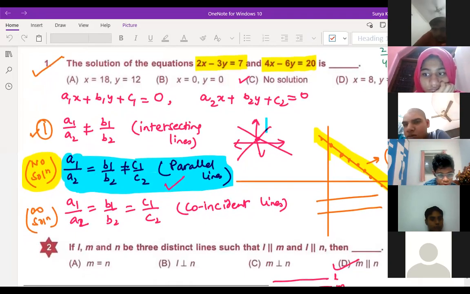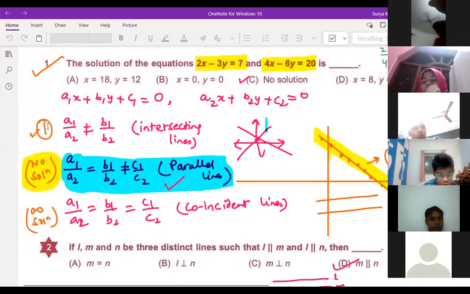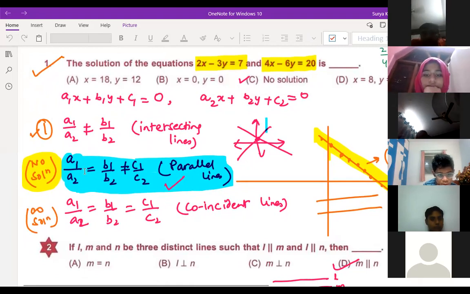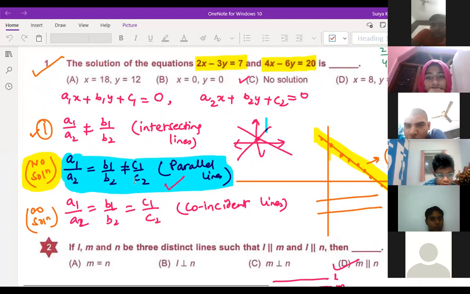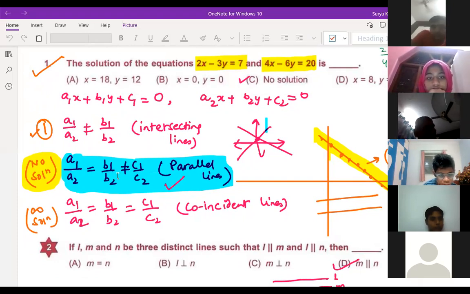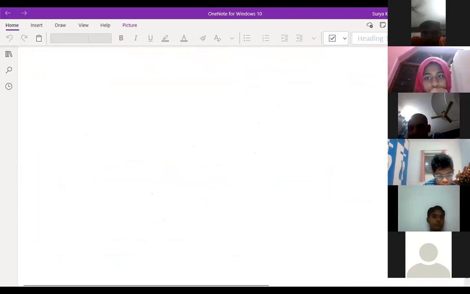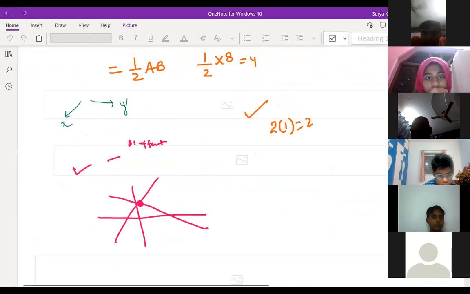See Nihar here. If A1 by A2 is not equal to B1 by B2, then intersecting lines, it is having only one solution. And if A1 by A2 is equal to B1 by B2 is not equal to C1 by C2, then it's parallel lines, means there is no solution. And the third one is if A1 by A2 is equal to B1 by B2 is equal to C1 by C2, in that case you are having infinitely many solutions. So see the last question, what they're asking here. Let us discuss.